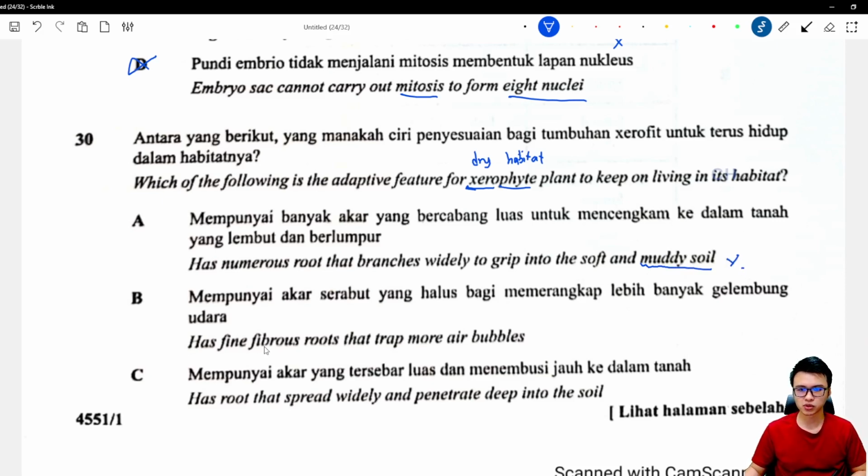Has fine fibrous root to trap more air bubbles. This one, no, okay, it's not. Has root that spread widely and penetrate deep into the soil. Now, answer should be C. It has a very long root that can absorb most of the water from the soil. So answer is C for this question.